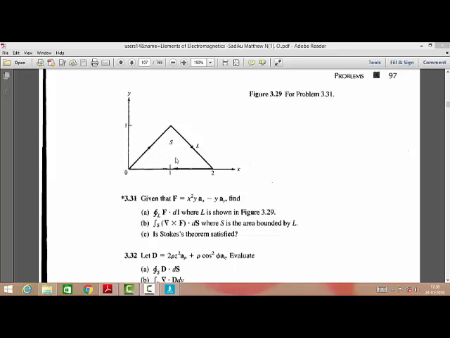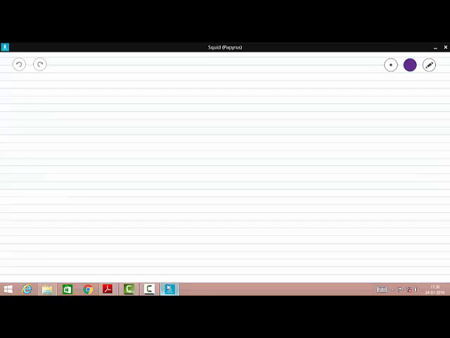So how different is that answer? Let us see. And how we need to select the dS bar. So these are the two very important things while doing problems on Stokes theorem. So let us take this problem and follow.